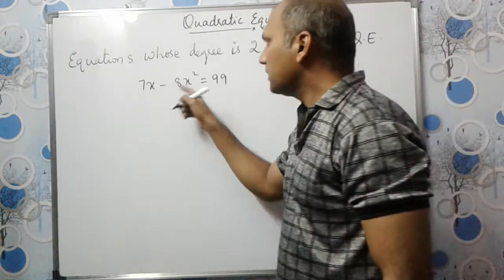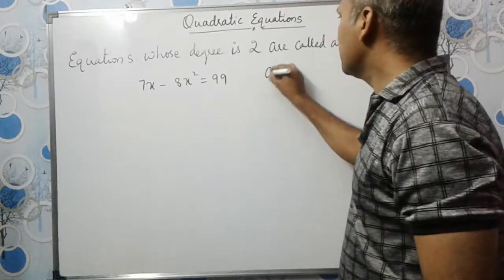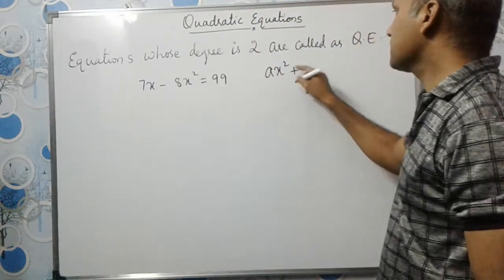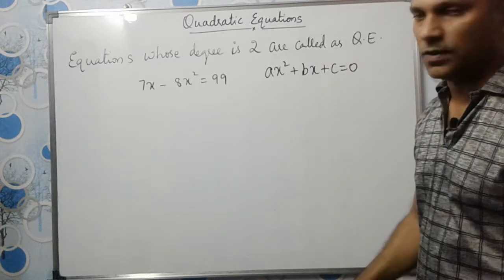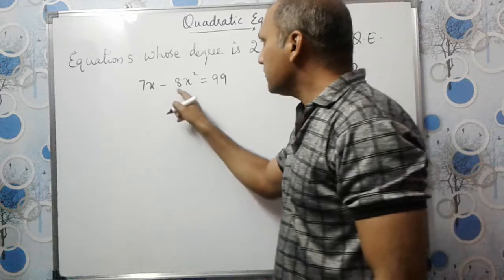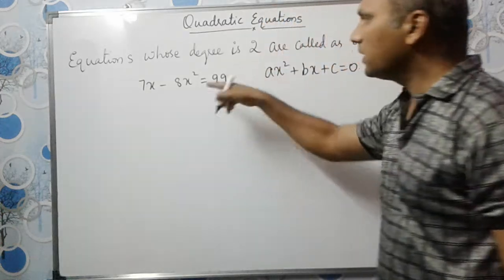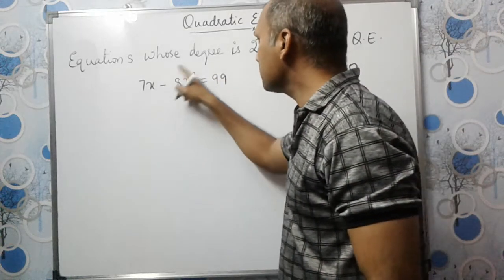See here, this is not in order. We should first have ax square, that is ax² + bx + c = 0. This is the standard form. So let us arrange this in order. First the x square term should come. That means first this should come.